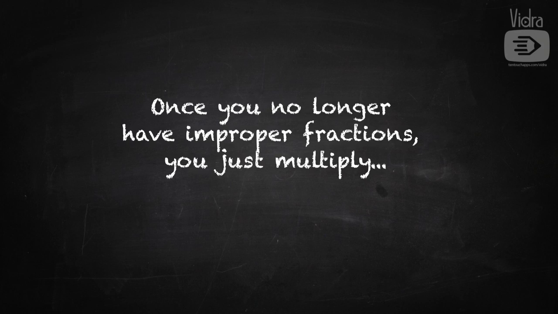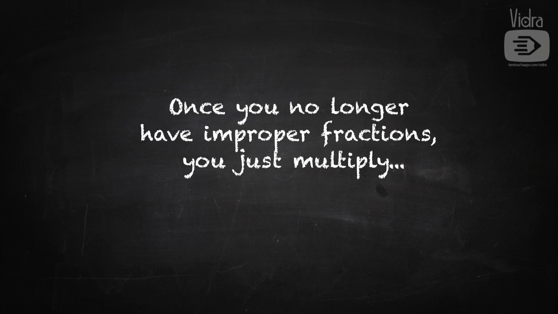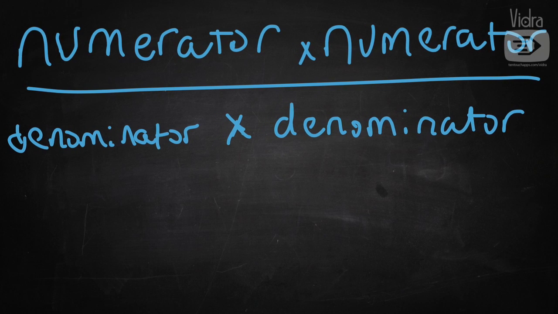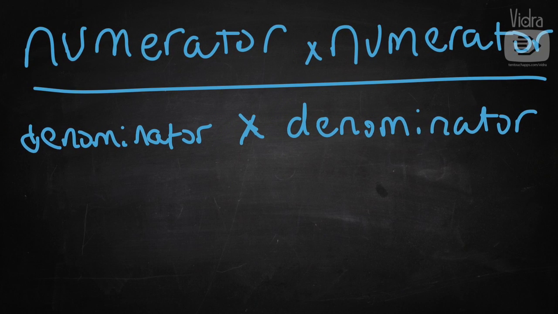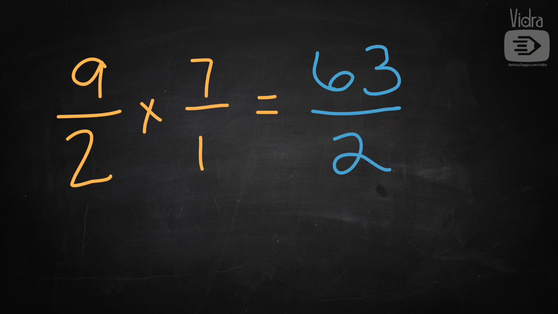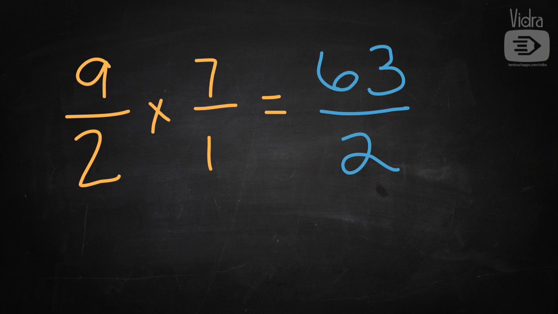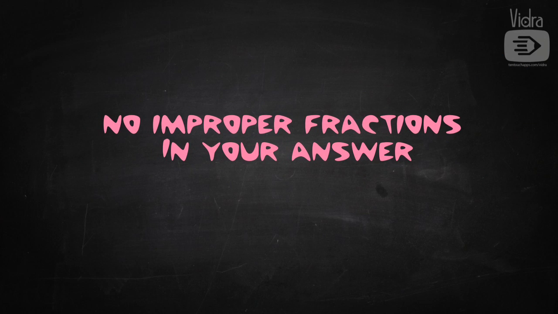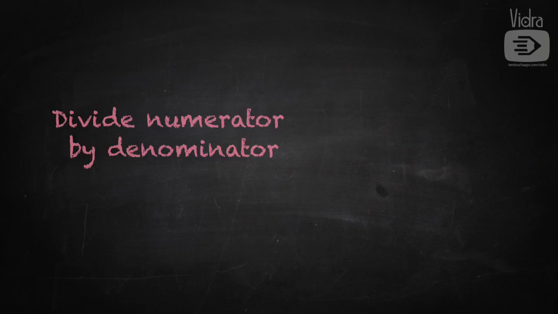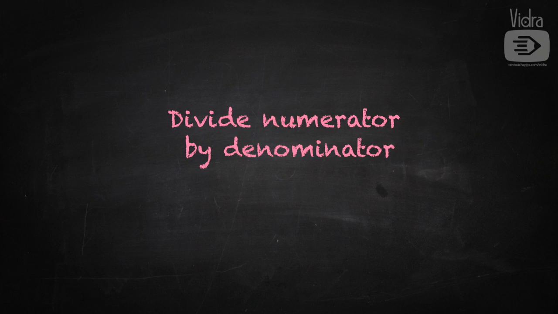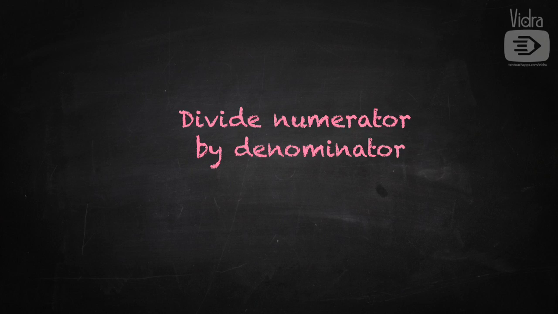Once you no longer have mixed numbers or whole numbers, you just multiply numerator times numerator and denominator times denominator. An example of this would be 9/2 times 7/1. So 9 times 7 is 63, and 2 times 1 is 2. Remember, you can't leave your answer as an improper fraction. You change an improper fraction to a mixed number by dividing numerator by denominator. We also call this top dog.